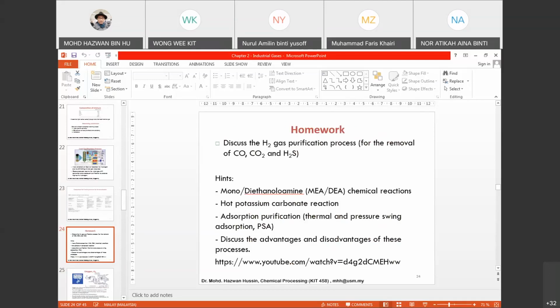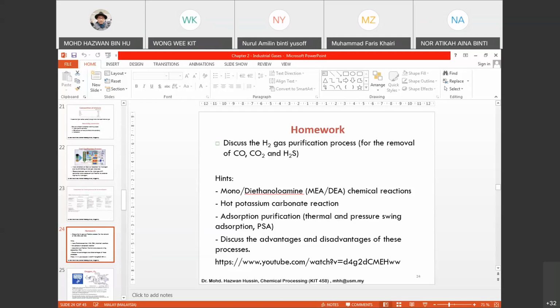Oh, okay. So the other homework that I believe you can do towards the end of this week is actually on the purification process of hydrogen. How can you purify the mixture of hydrogen gas, which probably also contains carbon monoxide, carbon dioxide, and H2S? That is the case if you use fossil fuel as a source, then you will have hydrogen sulfide gas as well.